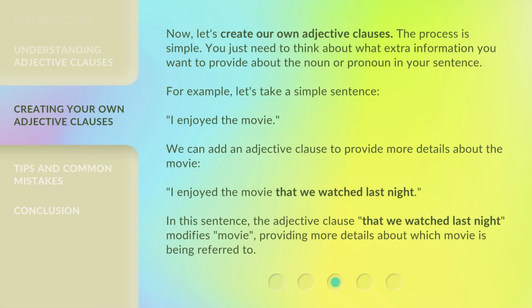Now, let's create our own adjective clauses. The process is simple. You just need to think about what extra information you want to provide about the noun or pronoun in your sentence. For example, let's take a simple sentence. I enjoyed the movie. We can add an adjective clause to provide more details about the movie.